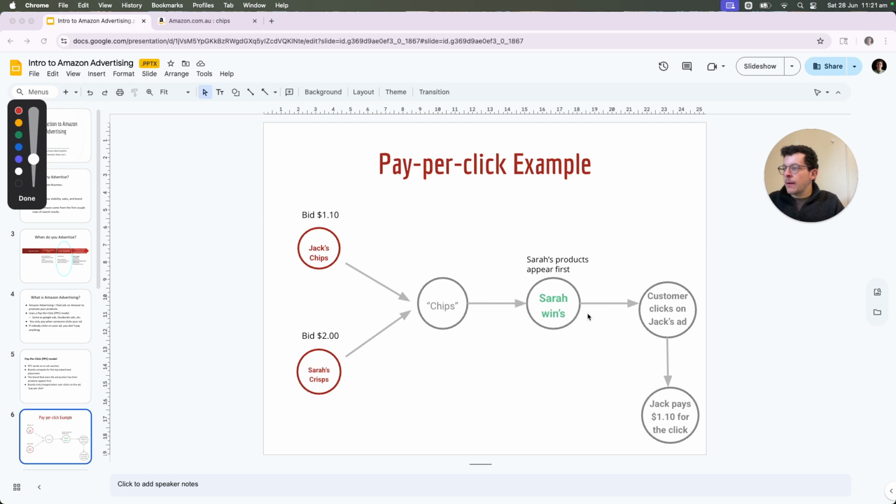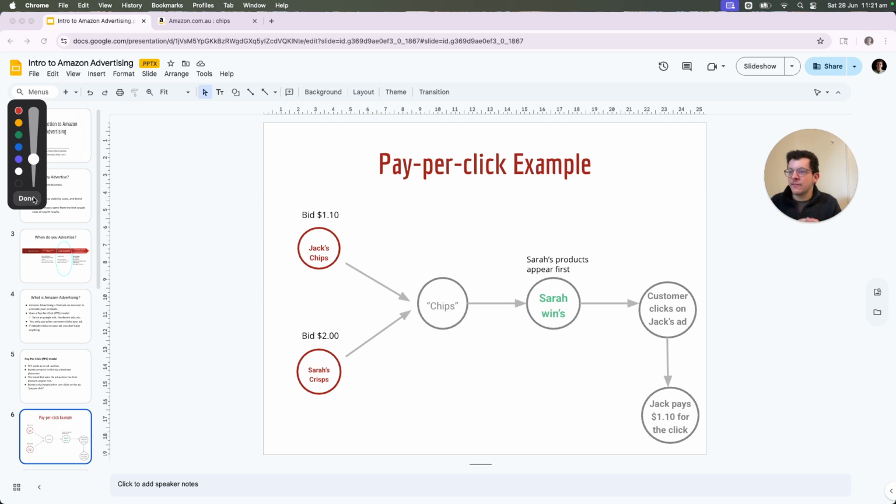And then say, for example, a customer who's searched chips clicks on Jack's ad, even though Jack's products might be at the bottom of the page or in the third or fourth placement. That's when Jack is charged, and so Jack will pay for that click. Sarah does not pay anything, even though her ad was shown first, because she won the ad auction.